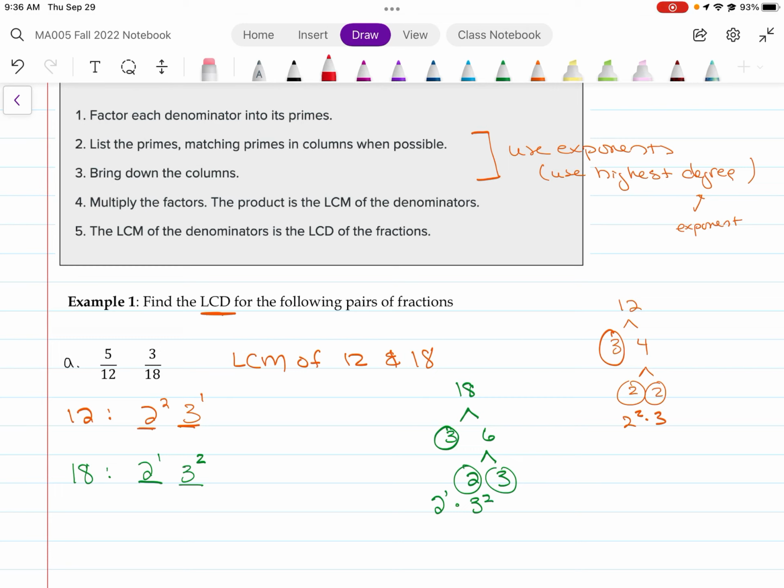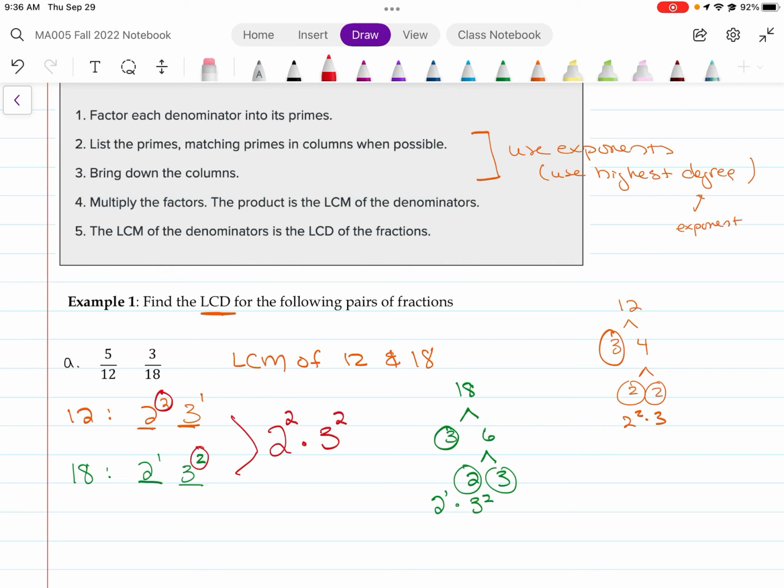So what you want to do now is you want to look for the highest degree. We've already done this, but we're doing it again because I want to remind you how to do it. You want to look for the highest degree of every number. So on the 2, what is the highest degree? Well, that is the 2. Okay. On the 3, what is the highest degree? Well, that is the 2.